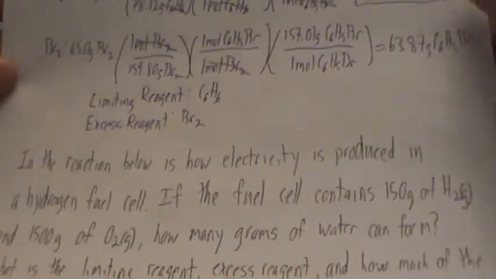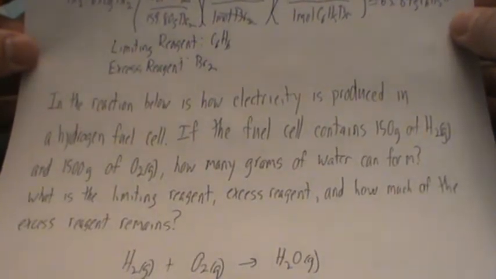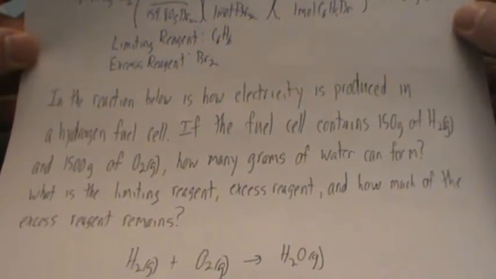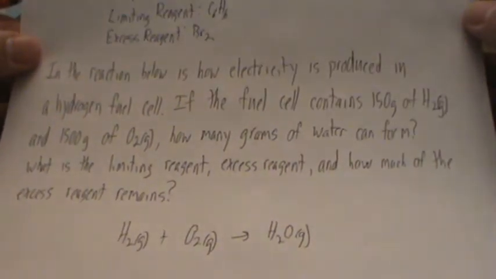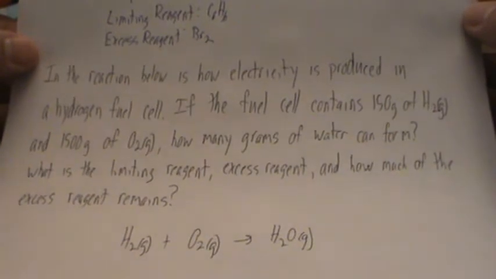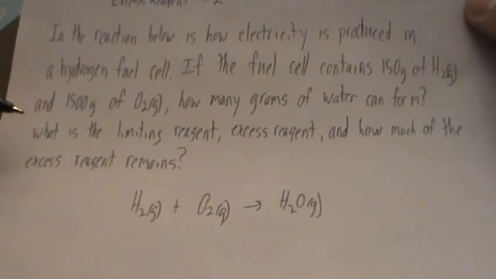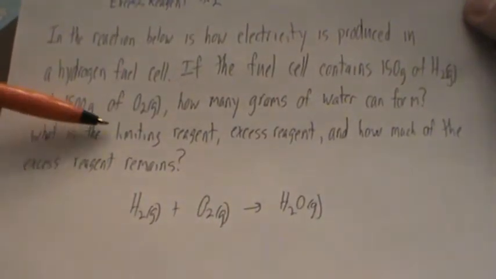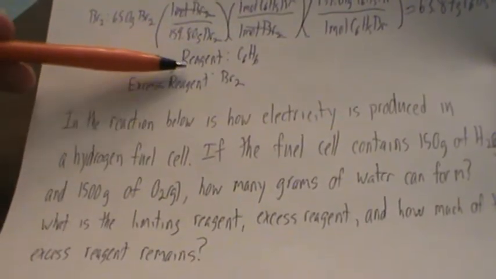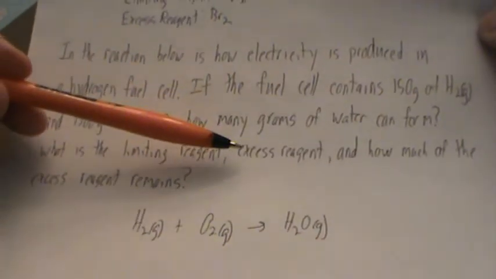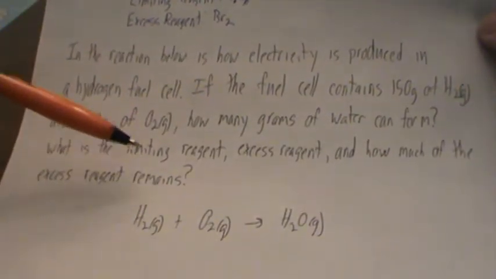So let's look at another example of limiting excess. So in this problem it says, in the reaction below is how electricity is produced in a hydrogen fuel cell. If the fuel cell contains 150 grams of hydrogen and 1500 grams of oxygen, how many grams of water can form? Now this one we're going to find out a little bit more information. What is the limiting reagent? It's kind of like what we did up here with this problem I showed you at the end. We're going to figure out the excess reagent. And then the last part is how much of the excess reagent remains.